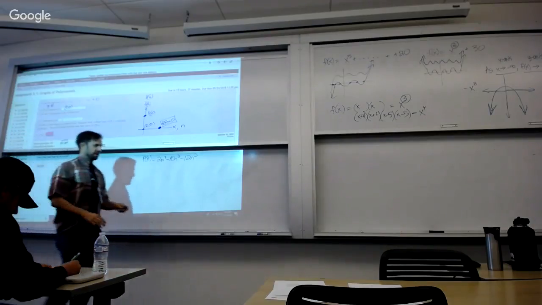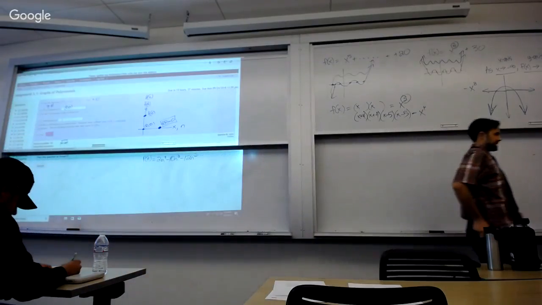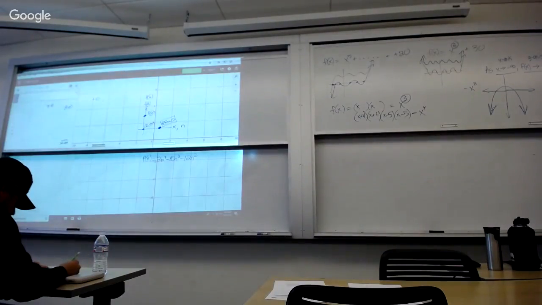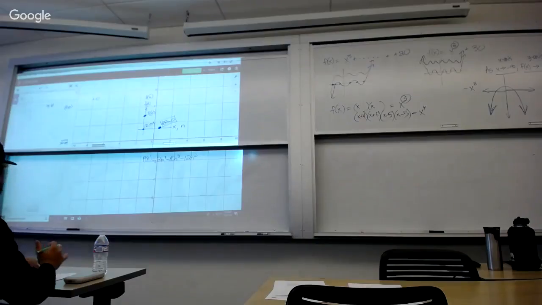Graph it. Quite a few of you, that was the method you used, and that's fine. You can just graph it. Although we probably want to keep in mind that graphing it on Desmos, while that is simple, you have to use the variable x. You can't use the variable n.